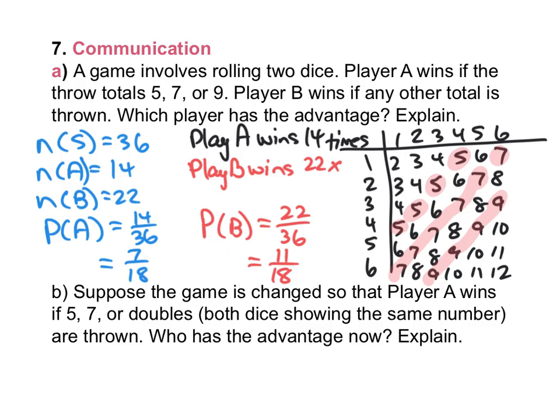So here in this case, player B has the advantage because they have 11 of 18 chances to win, where player A only has 7 of 18 chances to win.